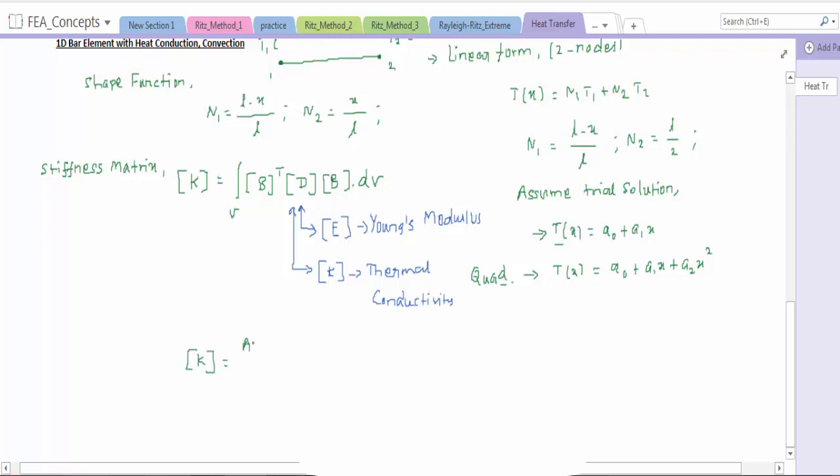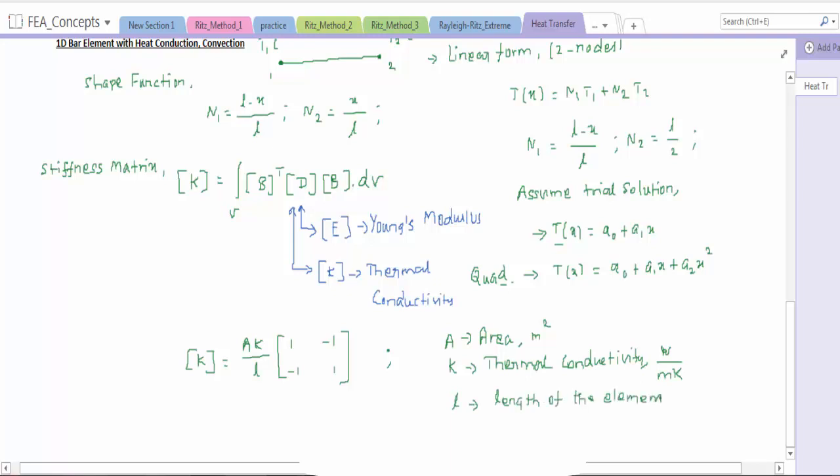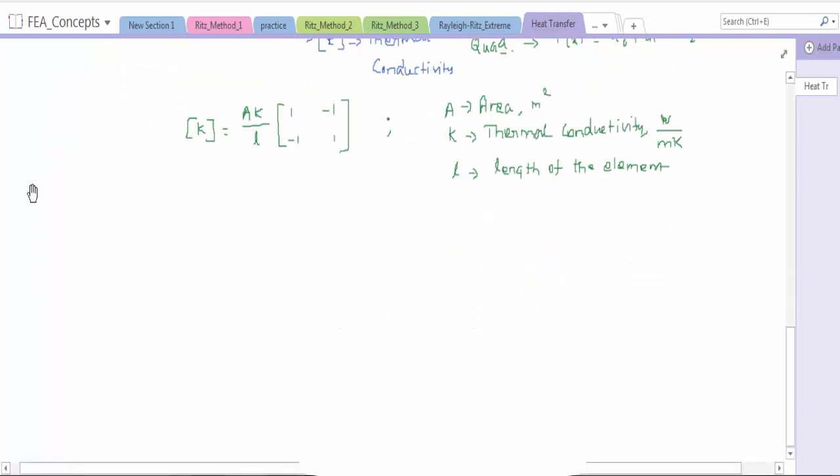So from this we can derive AK by L times the matrix [1 -1; -1 1]. A is area in terms of meter square, K is thermal conductivity in watts per meter Kelvin, and L is element length. So these are all the basic things. I have formulated the derivation in previous videos. Please check it in my YouTube playlist, FEA basic course.